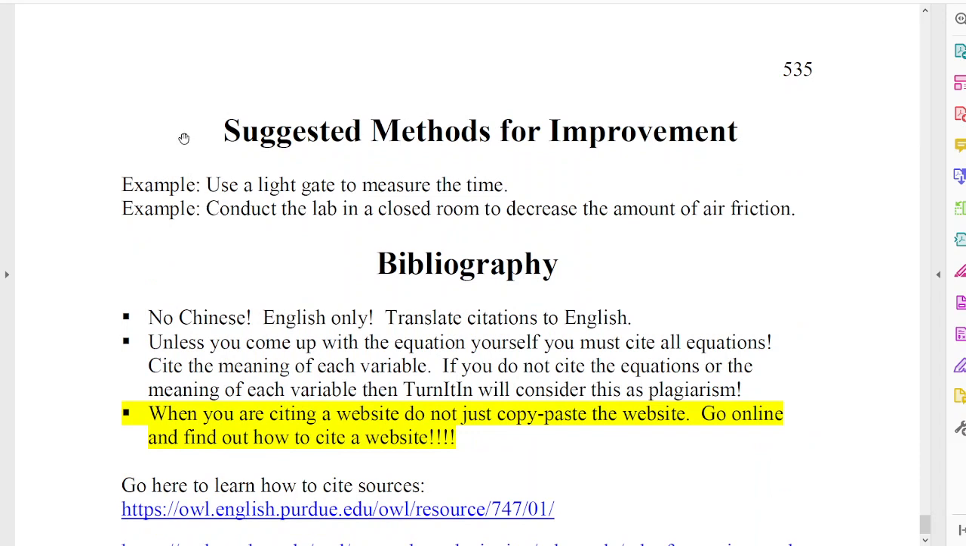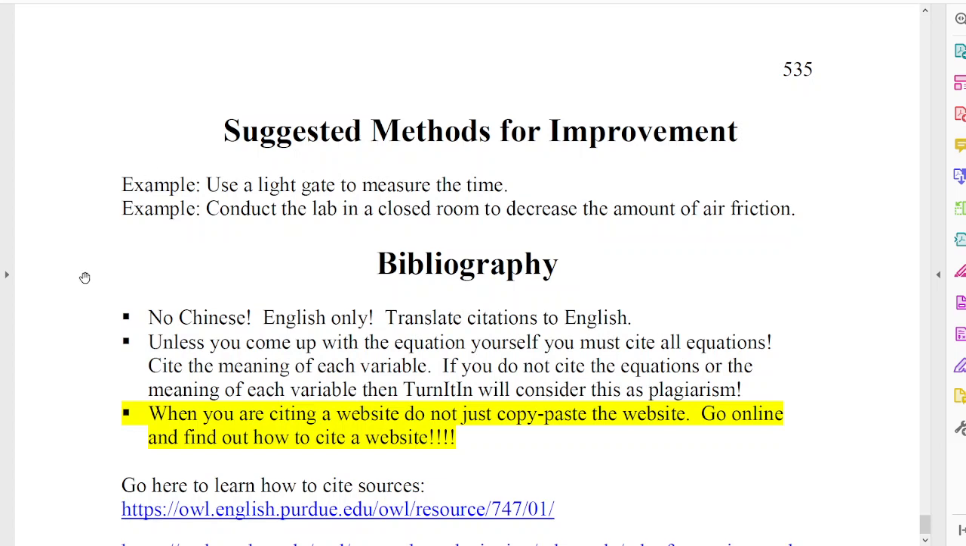You need to have a section called suggested methods for improvement. For example, use a light gauge to measure the time, or conduct the lab in a closed room to decrease the amount of air friction. Do not say use better instruments, because use better instruments is vague. You have to mention specifically which instruments you need to use.